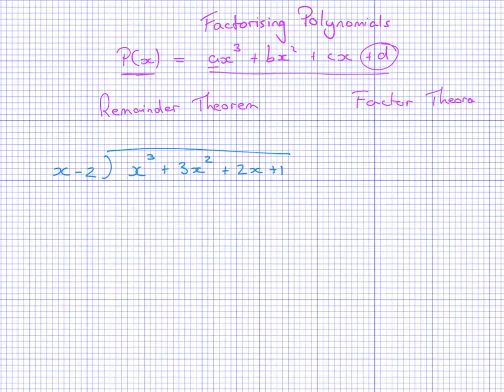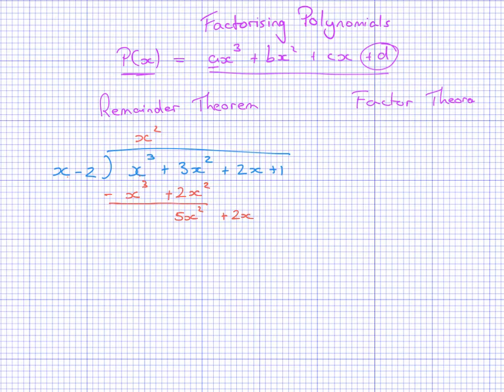All right, so for the remainder theorem, I'm going to demonstrate what this theorem is all about using long division. So we're going to long divide this polynomial by x minus 2. First step, x cubed divided by x is x squared. Multiply back down. x squared times minus 2 is minus 2x squared. Subtract those, so I end up with 5x squared. Drop the next one down here.